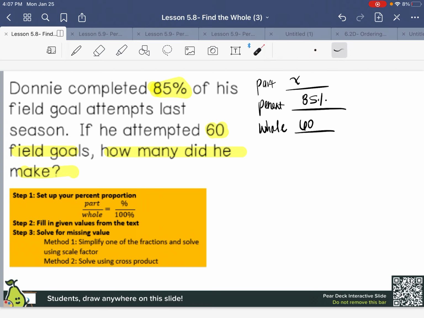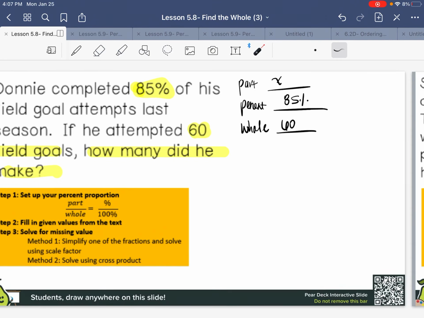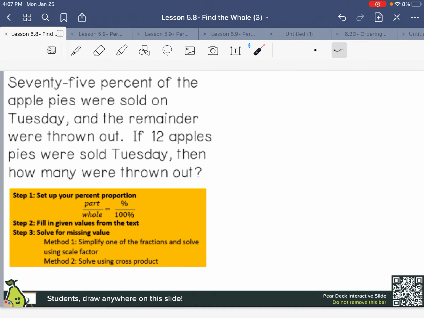So it's all about thinking about what the situation is telling me. What is the story trying to tell me? Is it giving me a part? Is it giving me a whole? Am I missing that or am I missing the other? It's all about making sure that you are reading your text. Okay?